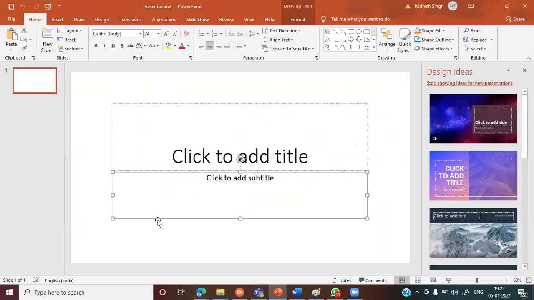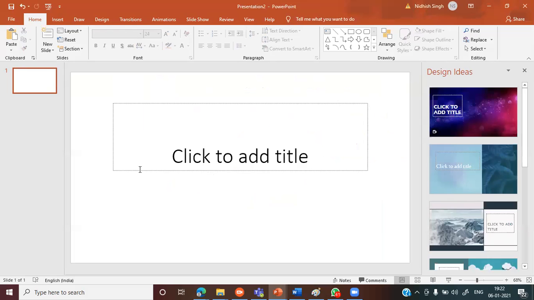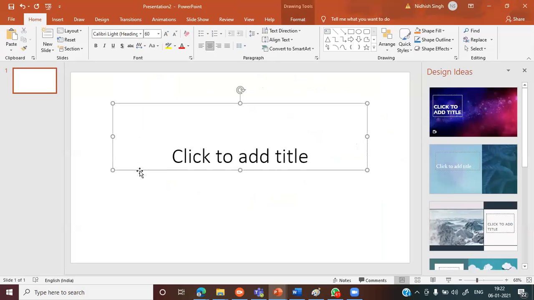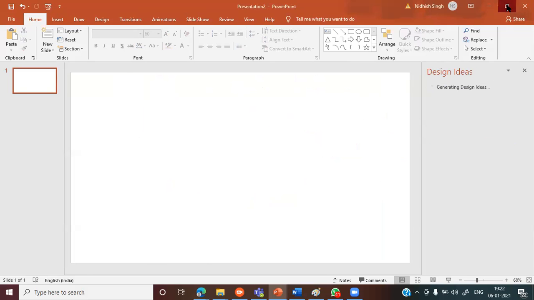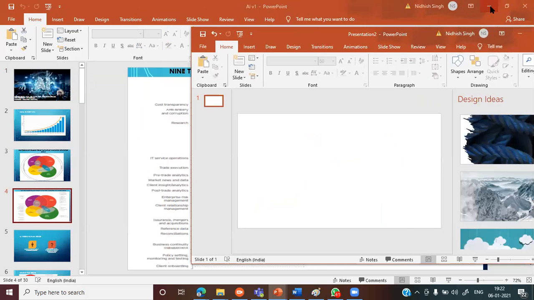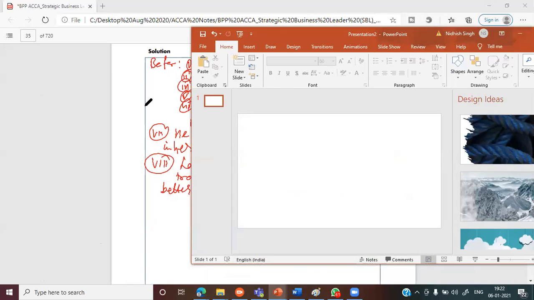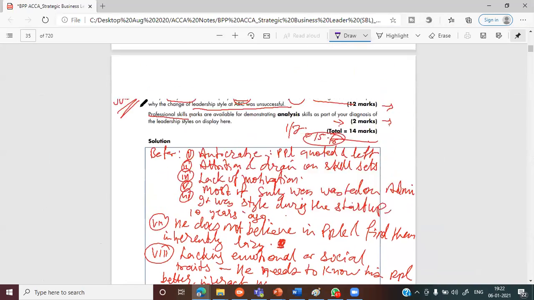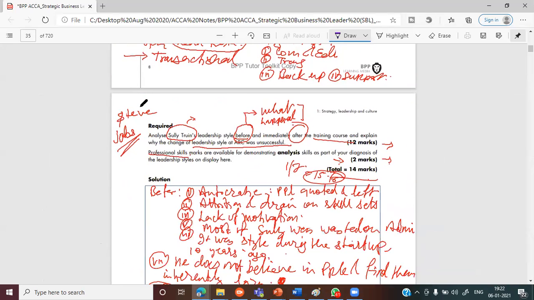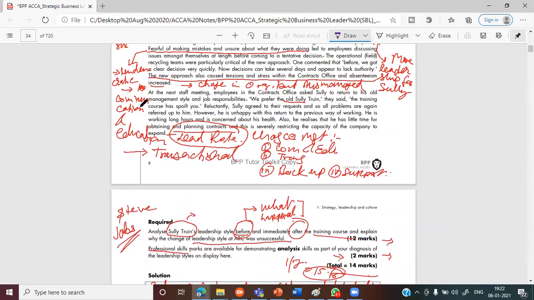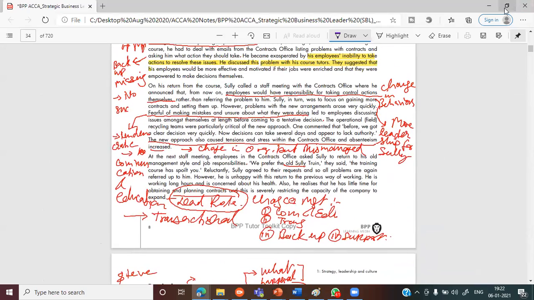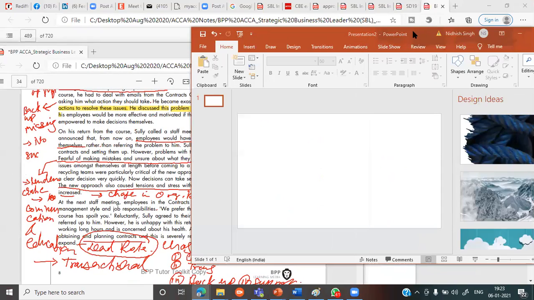So we are done with the before scenario, right? Now we will talk about what happened after and why it failed afterwards, because there is a deeper problem even after he completed the training. So the question is: compare before and immediately after the training course, and explain why the change of leadership style at ARC was unsuccessful. Are you able to see the PPT? Blank PPT?